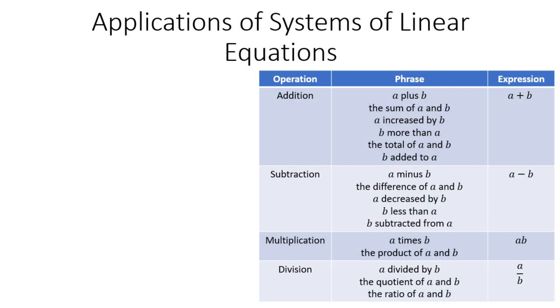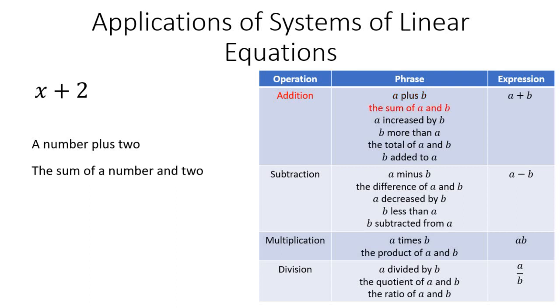All right, so let's look at this expression, x plus 2, and let's look at some phrases that we could translate into the expression x plus 2. A number plus 2 would be represented as x plus 2. That would be this first phrase. A would be a number and B would be 2. So a number plus 2. Another way of saying this would be the sum of a number and 2. The sum of a number, which is A, and 2, which is B once again.